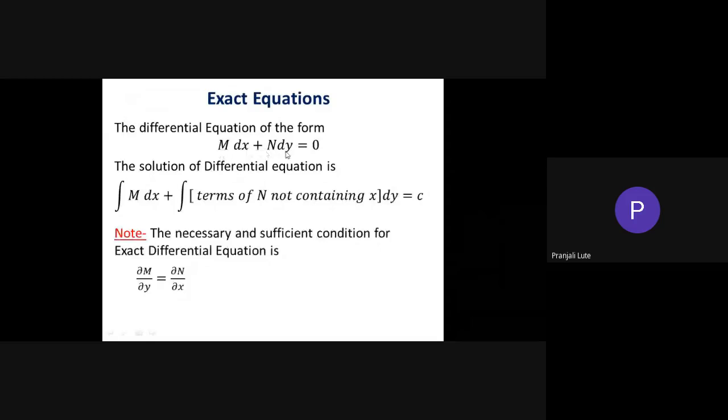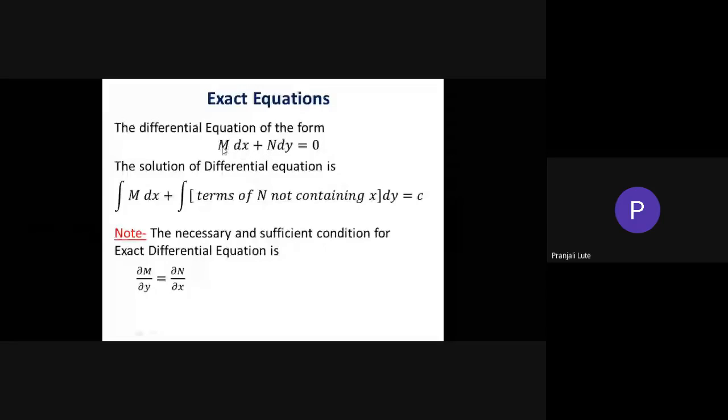Next is exact differential equation. What is meant by exact differential equation and how to find the solution of that differential equation? Here, the differential equation is in the form M dx plus N dy equal to 0, and in this equation M and N are always in terms of x and y. So this is the exact differential equation, M dx plus N dy equal to 0.